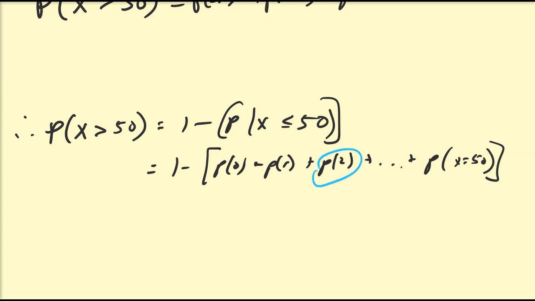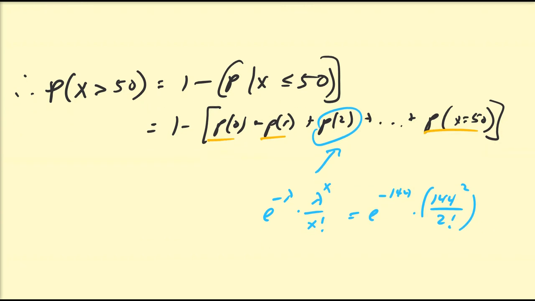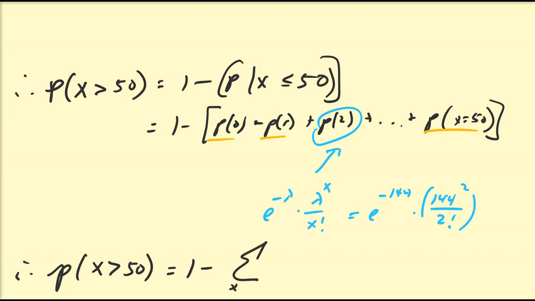If the number is small, you might want to do this by hand. So this is equal to e to the minus lambda times lambda to the x over x factorial. Lambda was 144, so for x equal to 2 this is e to the minus 144 times 144 to the power of 2 divided by 2 factorial. And we're going to do this for every single term in this sum, so we can compress that as a nice summation. So the probability that x is greater than 50 is equal to 1 minus the sum from x equals 0 to 50 of e to the minus 144 times 144 to the power of x divided by x factorial.